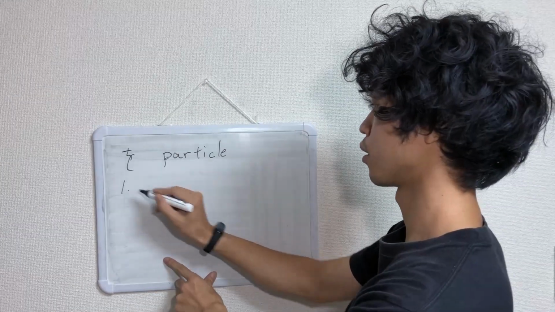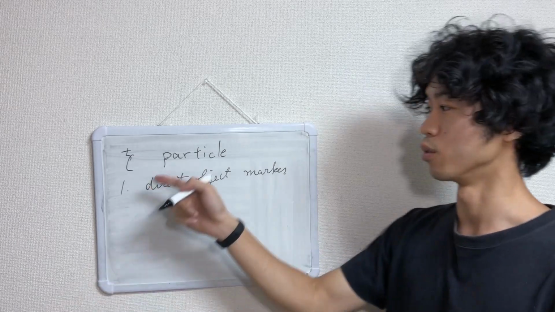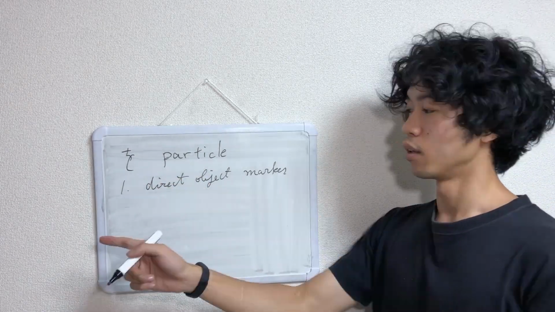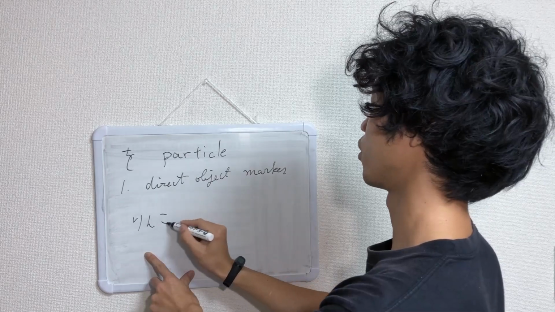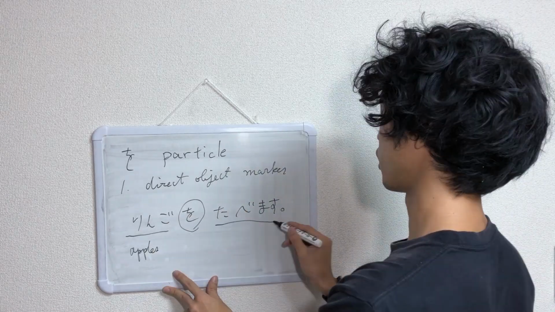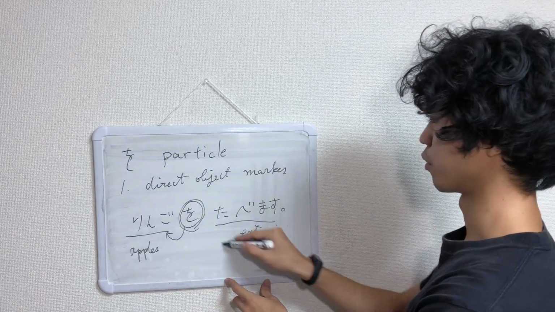One, direct object marker. This is probably the primary usage of o. You might have heard of direct object marker. Give you an example. リンゴを食べます。リンゴ, apples, を, object marker, 食べます, eat. This is marking the object apple for the verb eat.